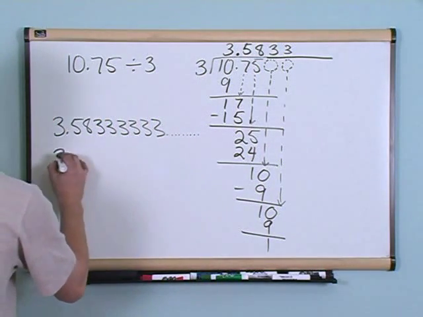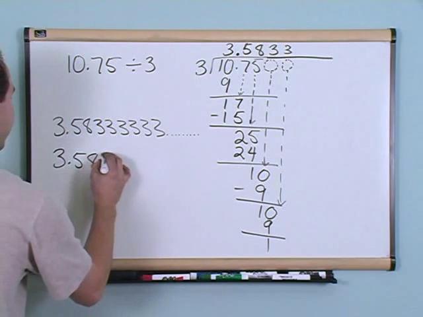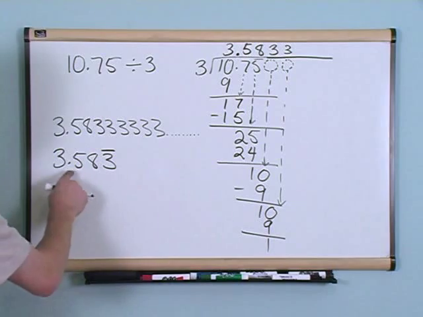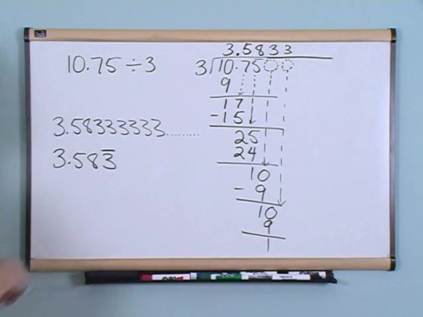Okay? And another way to write that is 3.583, and you can put a little bar over the 3, and that tells you that the 3 goes on forever. The 8 doesn't go on forever, but the 3 goes on forever.